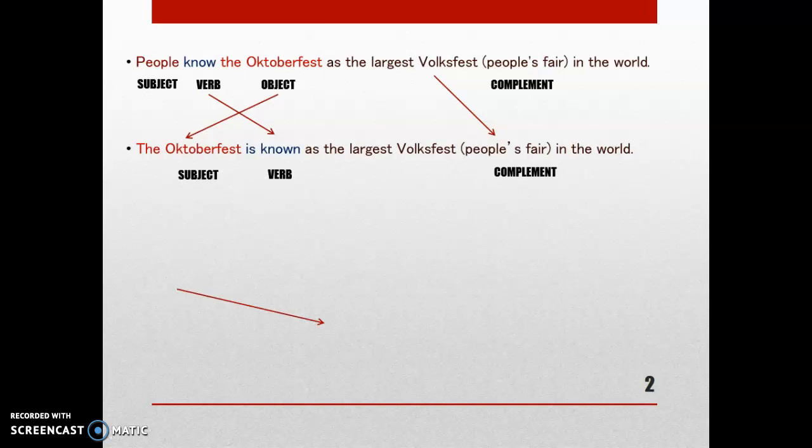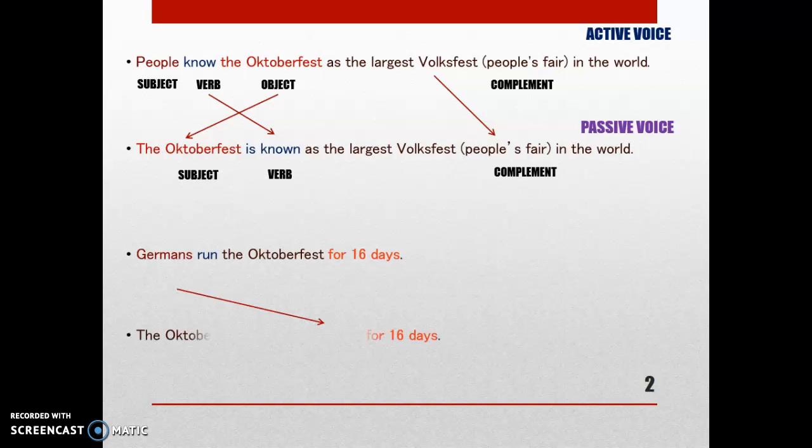So let's take a look at the following example. Germans run the Oktoberfest for 16 days. Again, we have a subject which is Germans, a verb in the present which is run, the Oktoberfest, which is the object, and finally the complement.